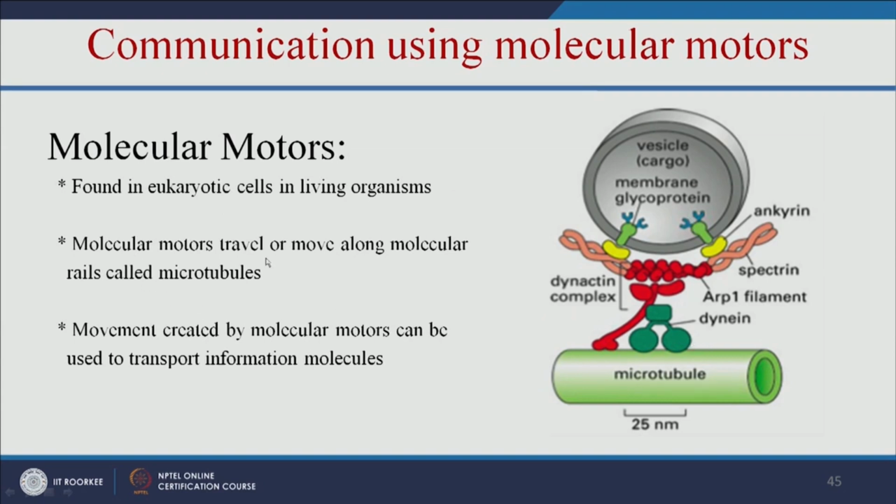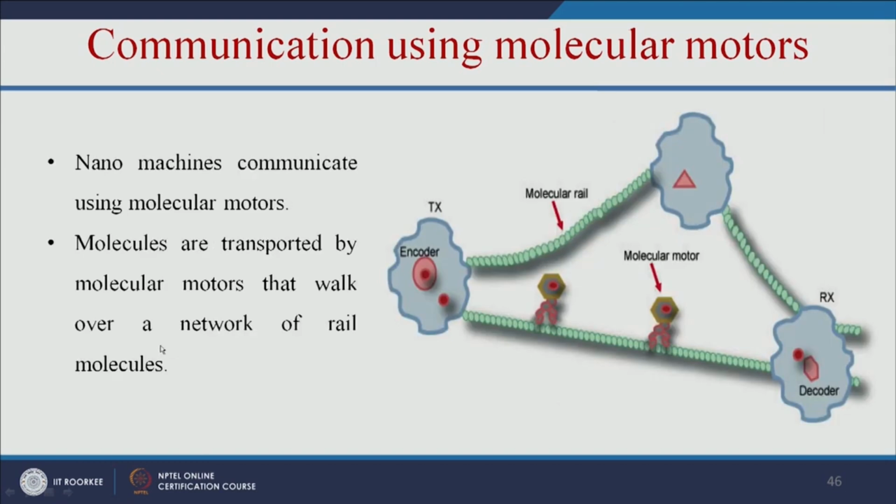The molecular motors move along the molecular rails called microtubules, and the movement created by molecular motors can be used to transport information molecules. Here you can see that nanomachines communicate using these molecular motors, and these molecules are transported from encoder to decoder using this network of rails. The molecular motor will walk on this network of rails, reach from encoder to decoder, and carry the information.